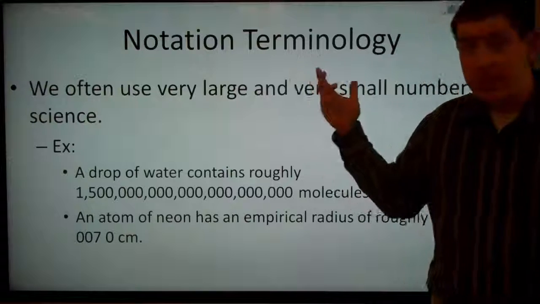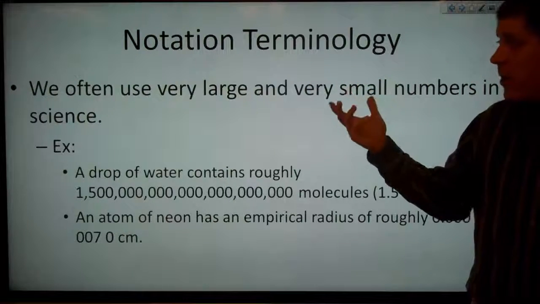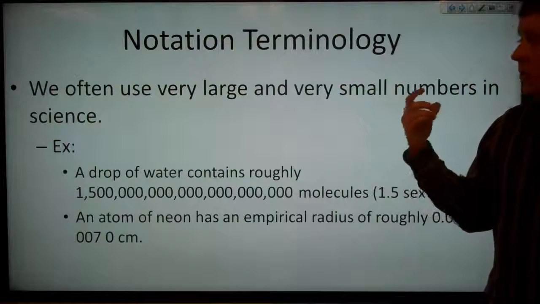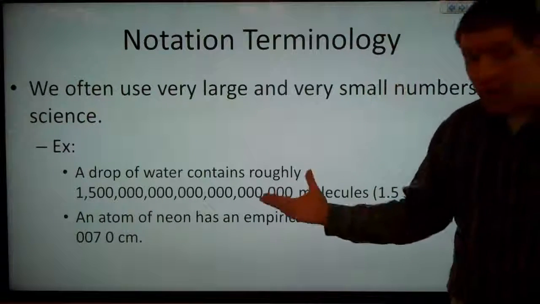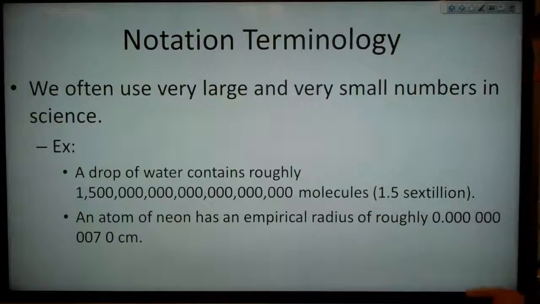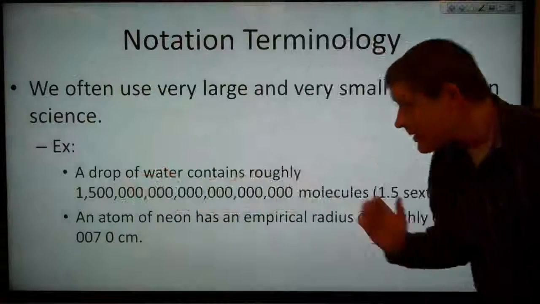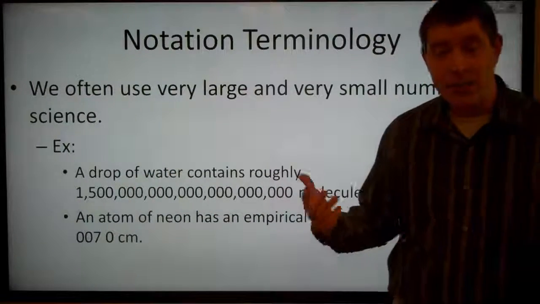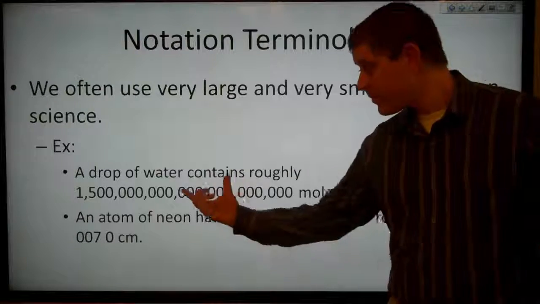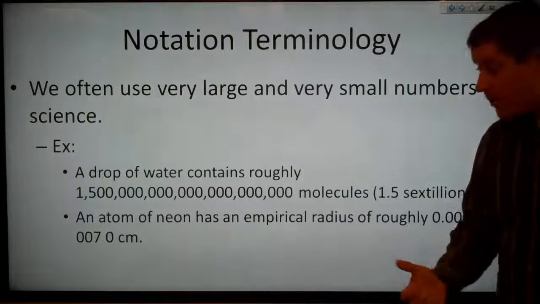So let's talk about some terminology with the notation. Often in science, we use very large and very small numbers. For example, a drop of water contains roughly 1.5 sextillion molecules. Right? So that's a lot of zeros. We don't want to have to write out all those zeros because, again, we're probably going to make a mistake counting them or writing them down.